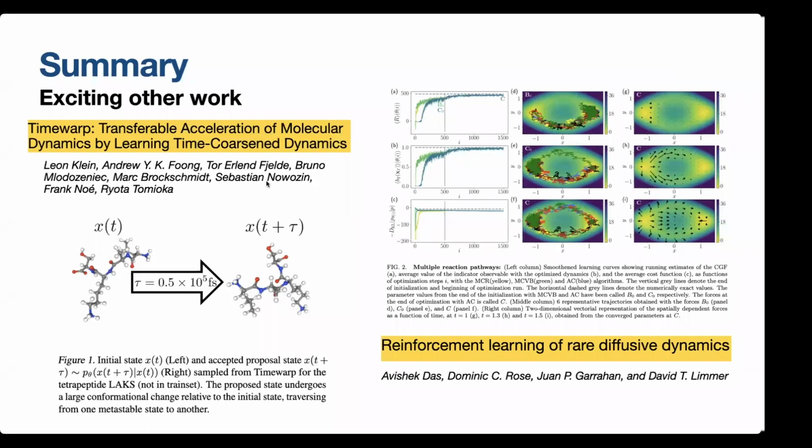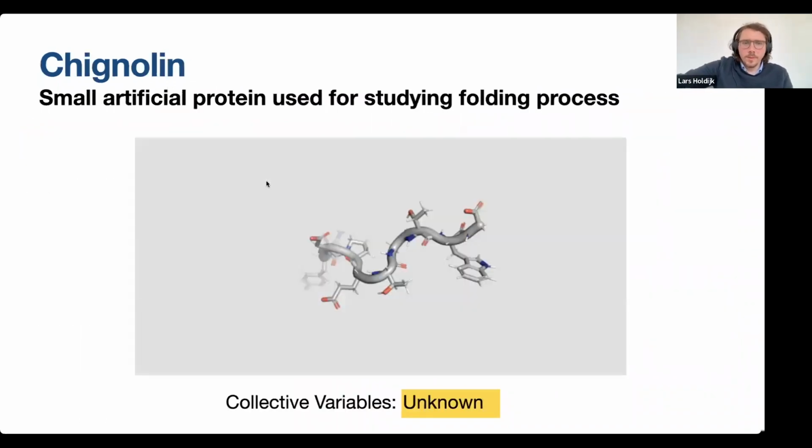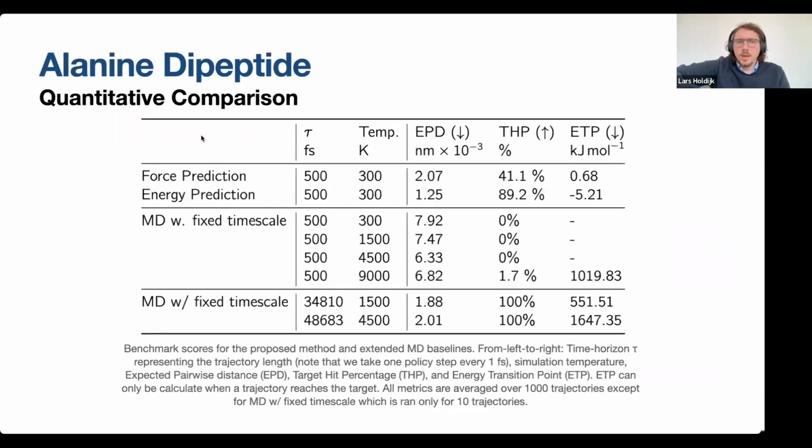Is it possible to calculate the first passage time, the mean first passage time to the rare event or the barrier crossing dynamics, with your approach? This is a very interesting question. What we do in our method, as exemplified here, is we set a fixed tau, a fixed transition length. So we learn to have this transition happen within 500 femtoseconds, for example, in the case of alanine dipeptide.